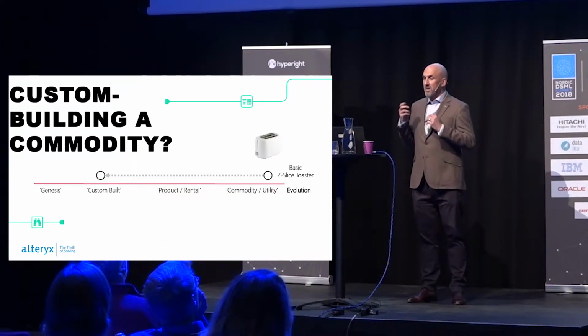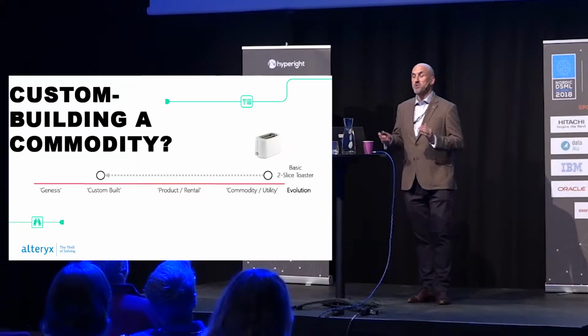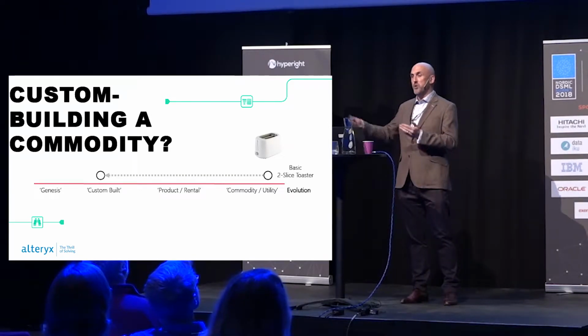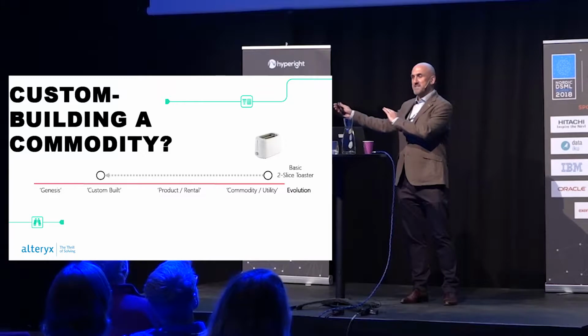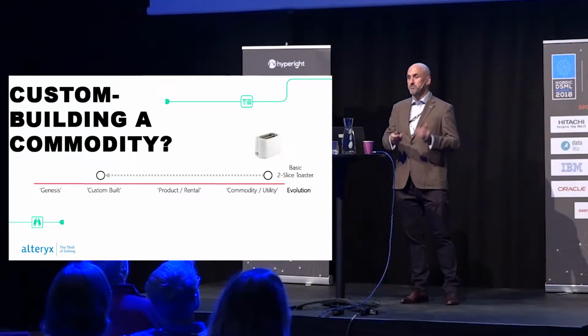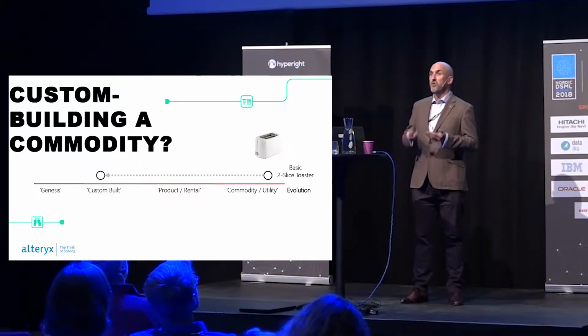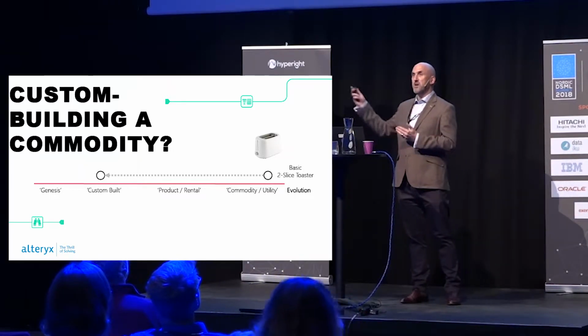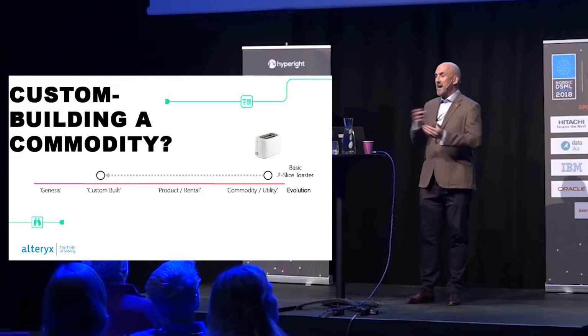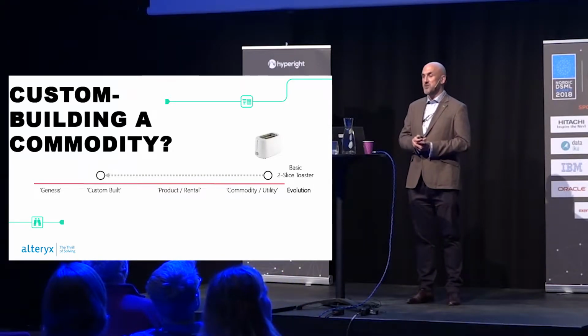Now, this is very much an evolutionary process. In the diagram above, you can see that components tend to move from the left, the world of the crazy, to the right, the very well understood and the very widespread. Can we find examples of products that move the other way? Start on the right and move to the left. My example for you today is, can we custom build a commodity such as a toaster?